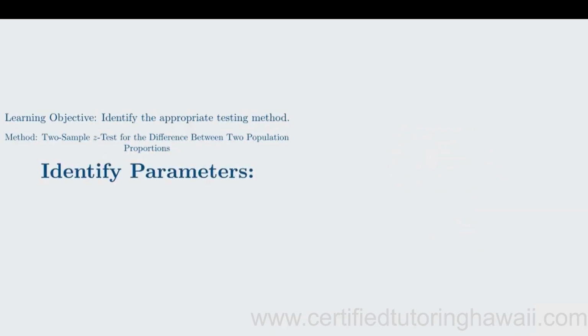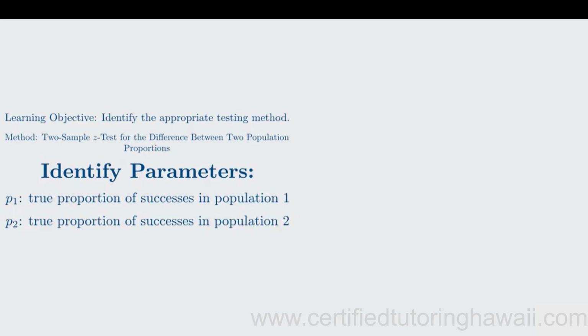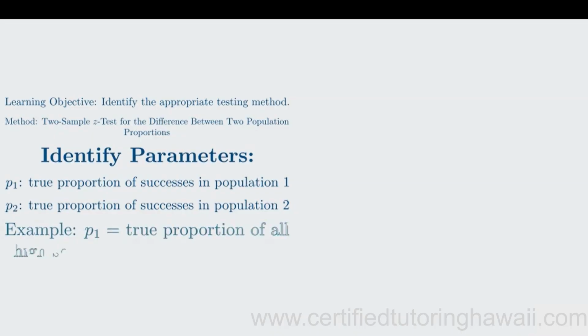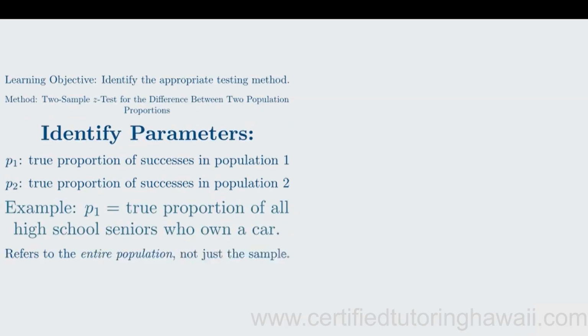Before we calculate anything, we must define our parameters. It is crucial to refer to the population, the response variable, and the context. For example, you shouldn't just say p1. You should say p1 is the true proportion of all high school seniors who own a car. Being specific ensures your hypothesis refers to the entire group of interest, not just your sample.